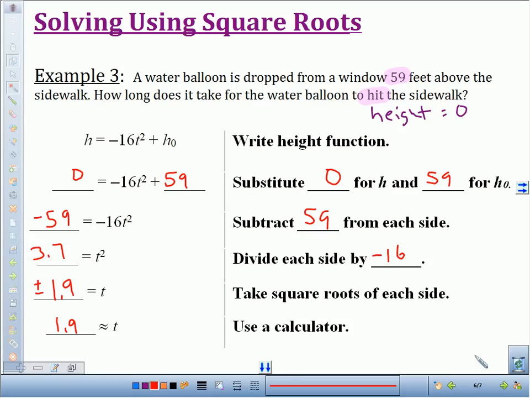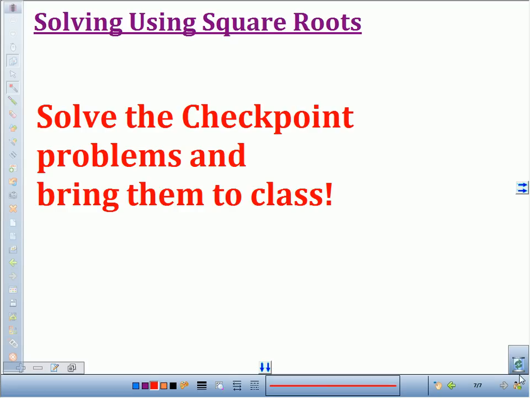Now, I need you to solve the checkpoint problems that are on the bottom of the page and bring them to class with you.